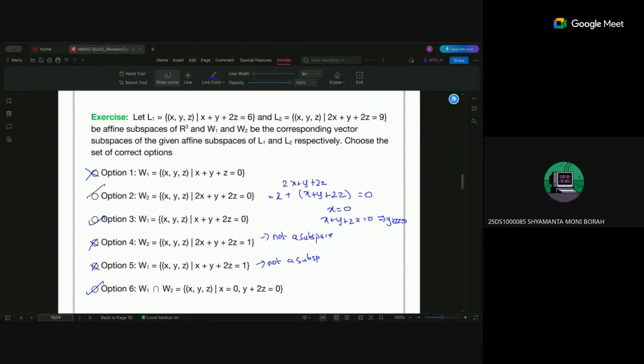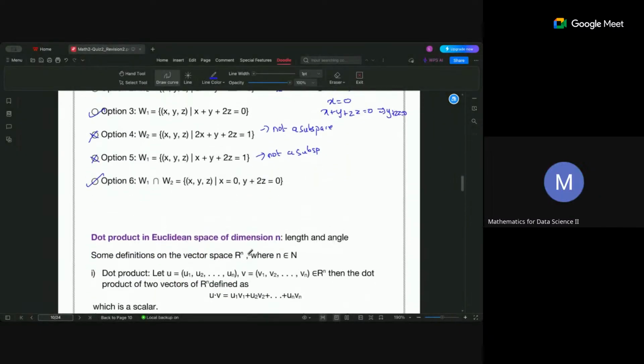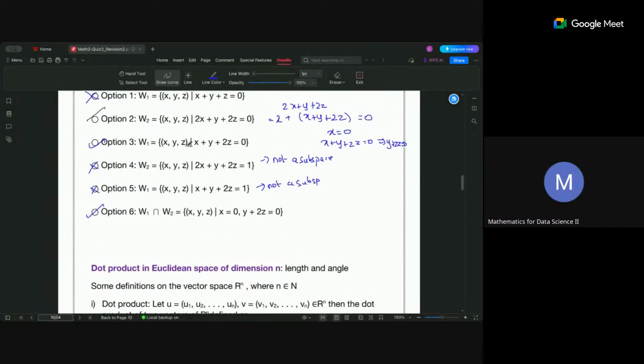Can you repeat this last one once again? Yes. See, in W1, you have the set of all x plus y plus 2z equal to 0. In W2, you have the set of all 2x plus y plus 2z equal to 0. Y plus 2z is the common part. That is why we are using both the conditions, and this is the resulting scenario. Okay. Fine.